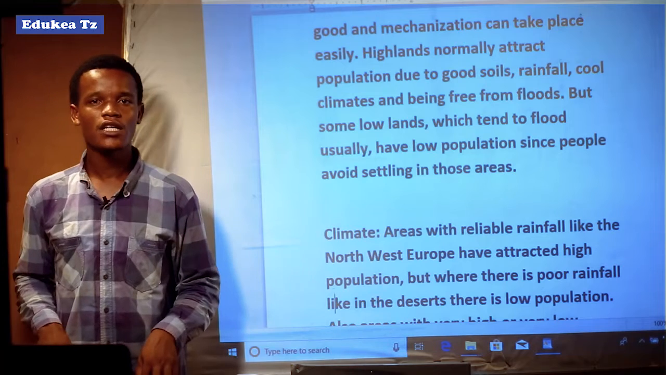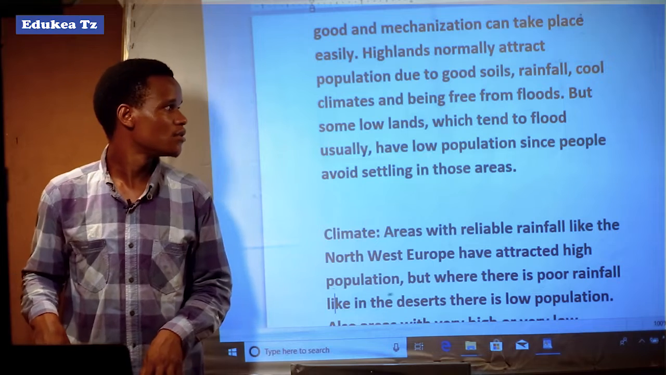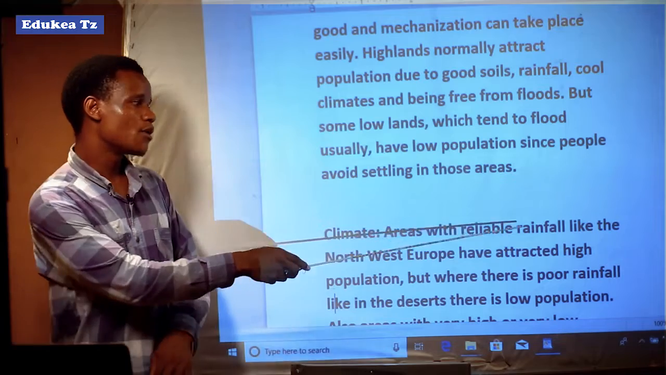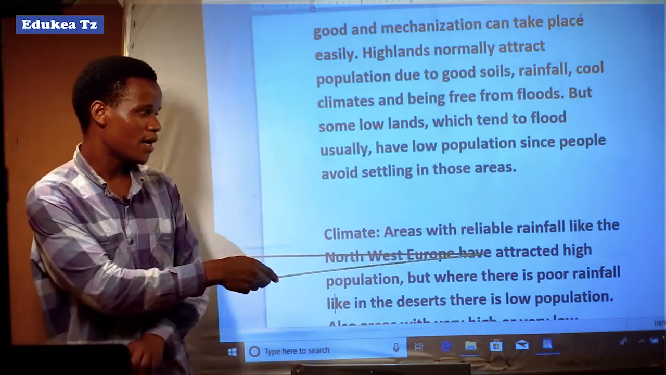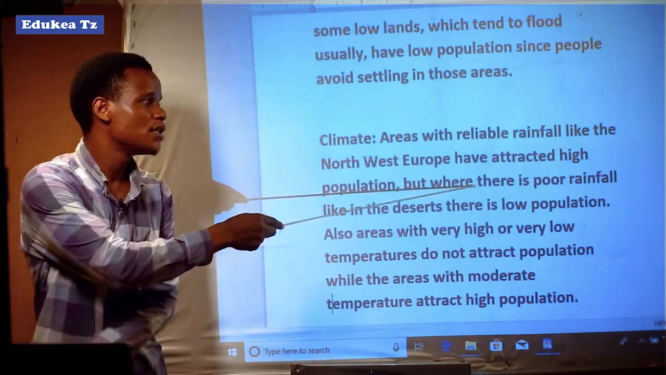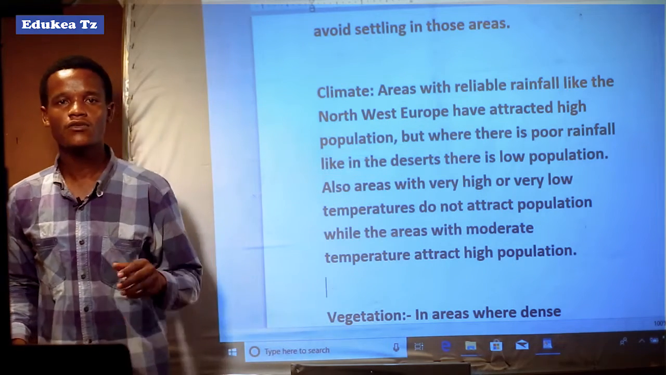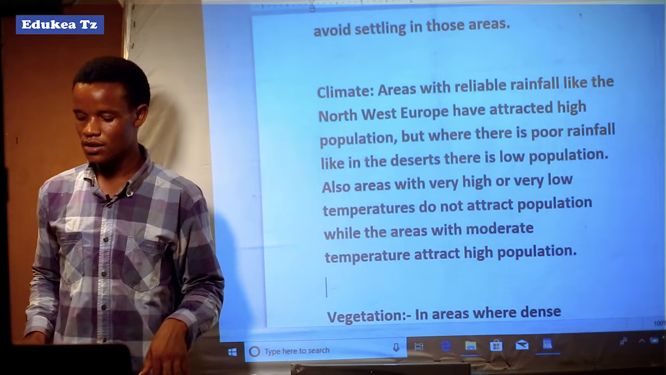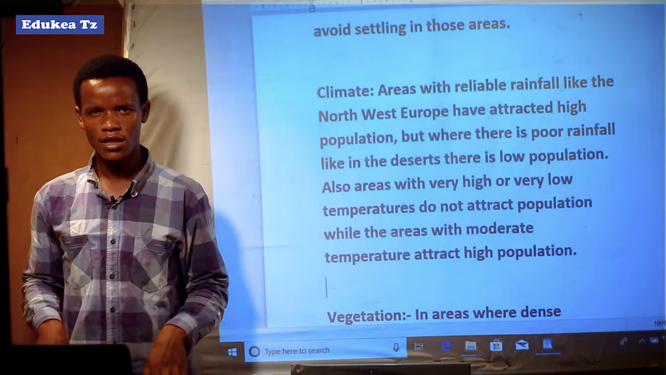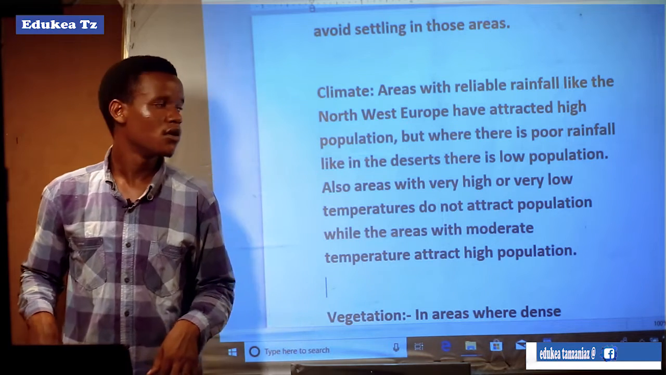Another factor is climate. We include different things like rainfall, temperature, cold, hot. All these things are found in the climate. Climate areas with reliable rainfall, like Northwest Europe, have attracted high population, but where there is poor rainfall, like in the desert, there is low population. People tend to be attracted to live in areas with high rainfall. This is because rainfall plays a great role in the development of agriculture compared to the areas that do not have rainfall. Agriculture will not be practiced there since there is no rainfall.